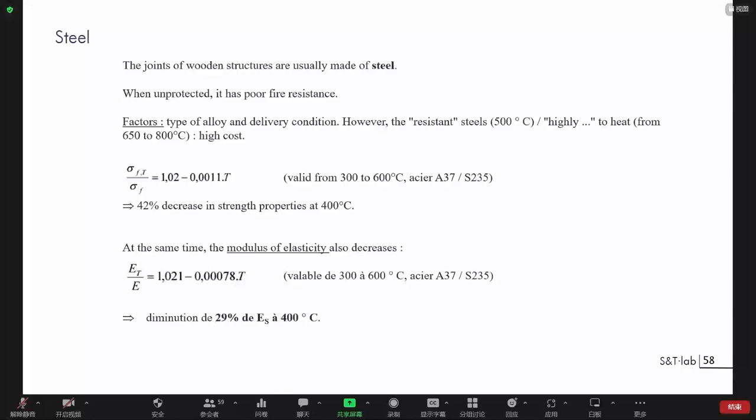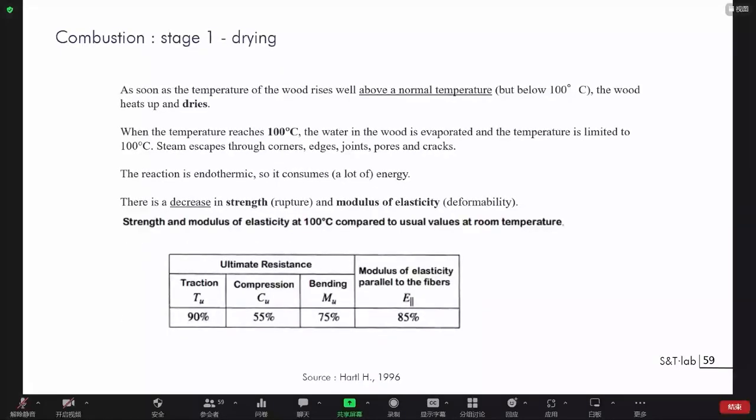There are some formulas here showing that at a temperature of 400 degrees, you will have lost 42% of the strength properties and almost 30% of the elasticity, so the deformation of the system with steel. So it shows that timber, against other materials like steel structures, has an advantage, and indeed that steel will be the weak point of construction against a fire.